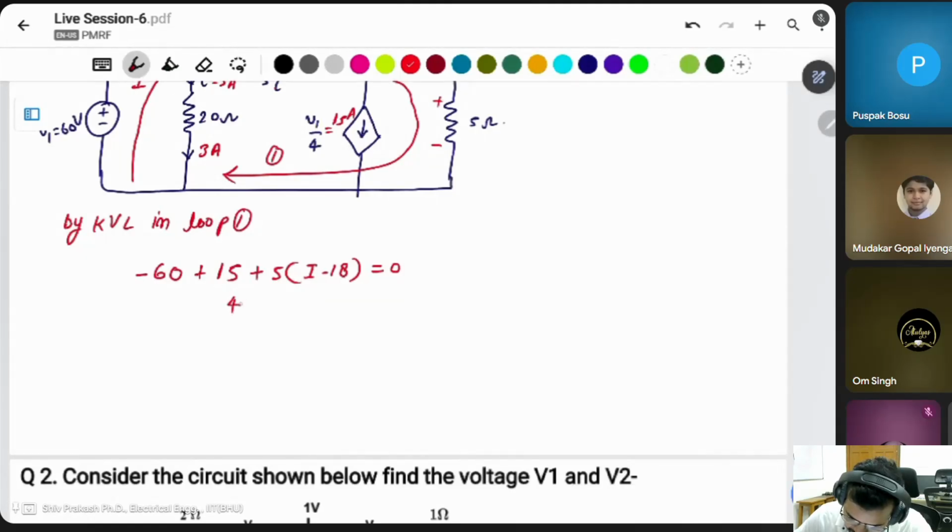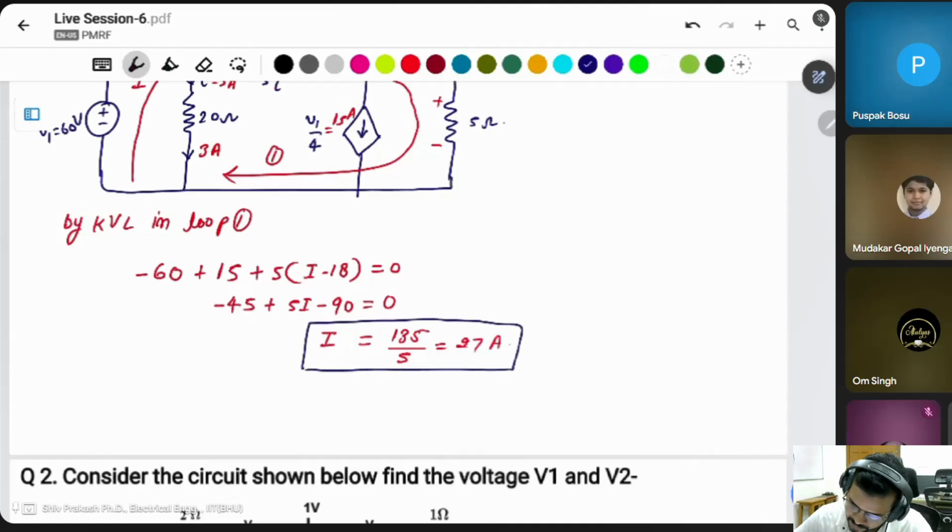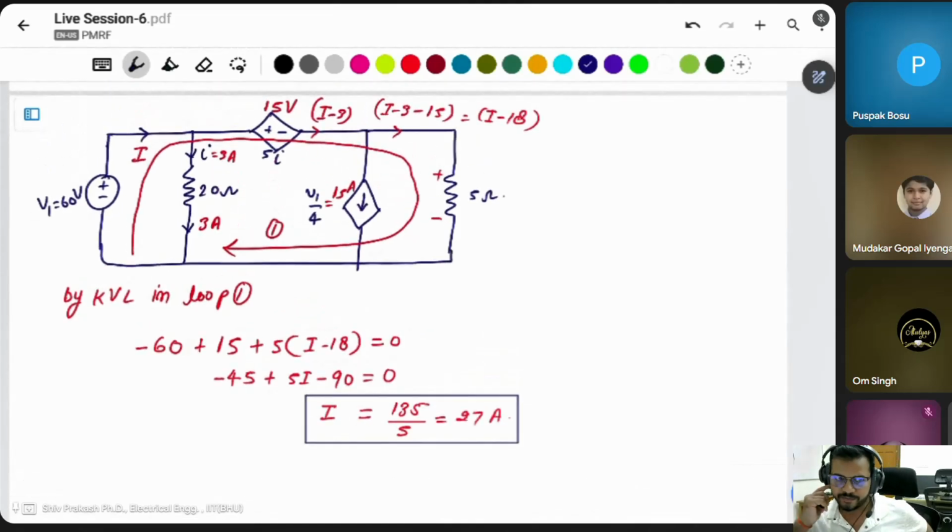This is minus 60 plus 15 plus 5I minus 90 is equal to 0. Then I is equal to 45 plus 90 is equal to 135 divided by 5 is equal to 27 ampere. If you want to avoid the super node, then simply use the KVL in the super node condition. You can get the same answer.